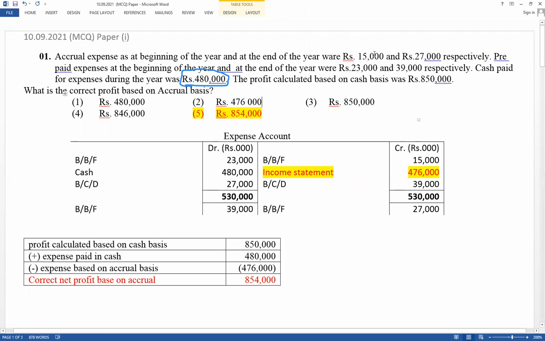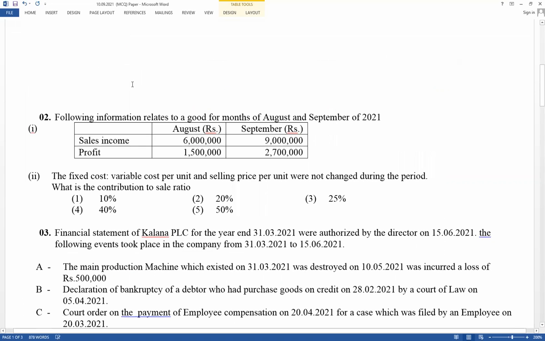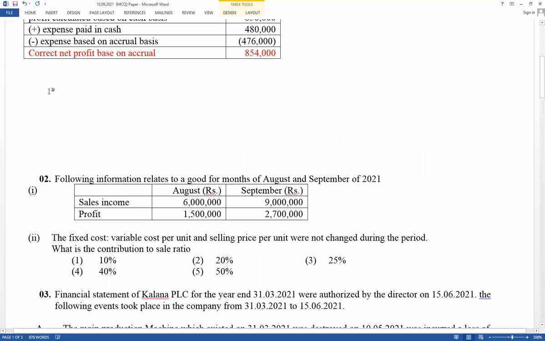Very important, cash basis and accrual basis. Only the cash flow statement we have to prepare under cash basis. All other financial statements you have to prepare based on accrual basis. Next one, very important, question number two also.